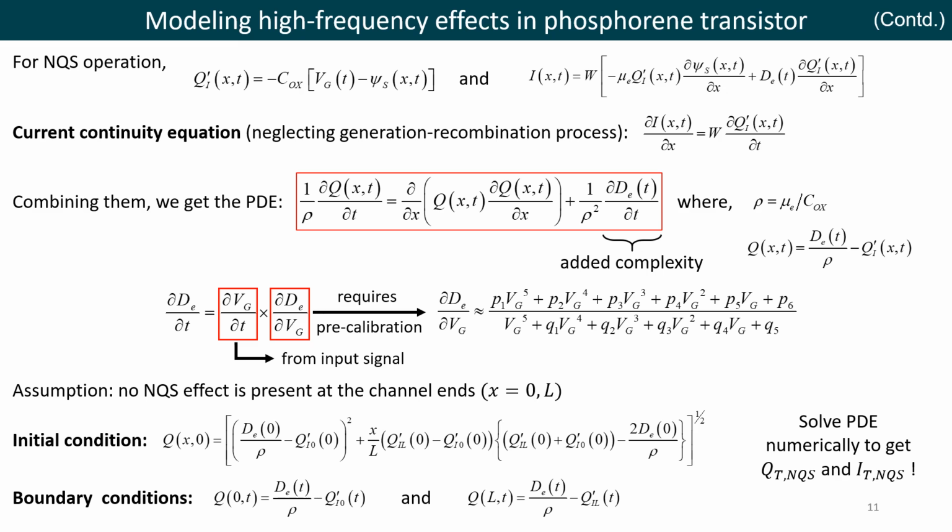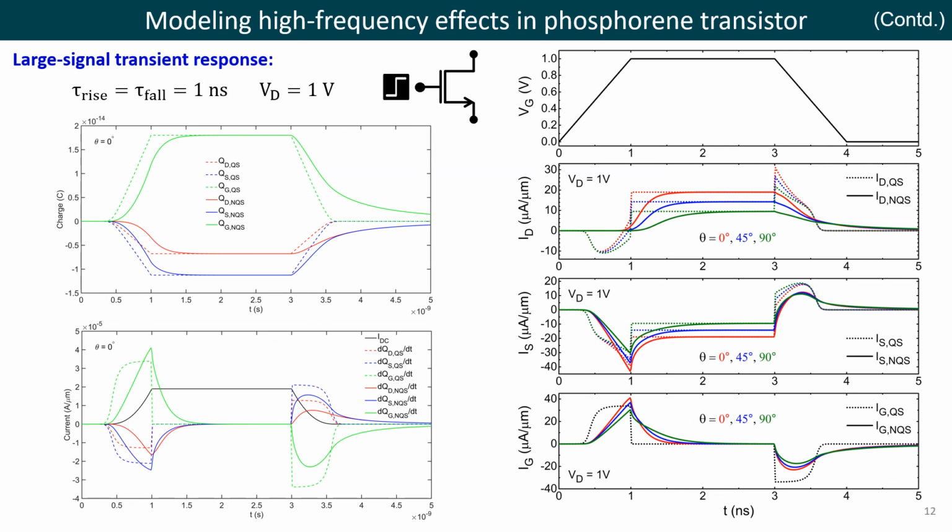Now we come to demonstrate the large signal transient operation of the transistor biased at saturation. For large signal operation, the input signal variation is chosen to be large enough to produce nonlinear behavior. Here, a trapezoidal pulse VG(t) with a rise and fall time of 1 nanosecond is applied at the gate terminal, and the drain voltage VD is always kept at 1 volt to ensure the transistor saturation.